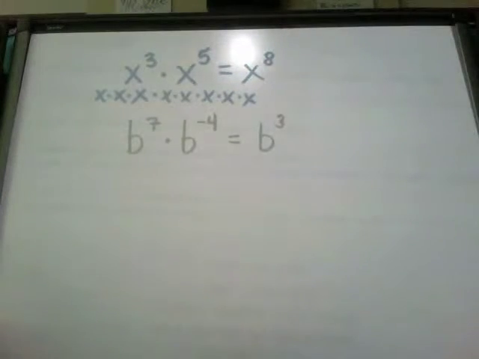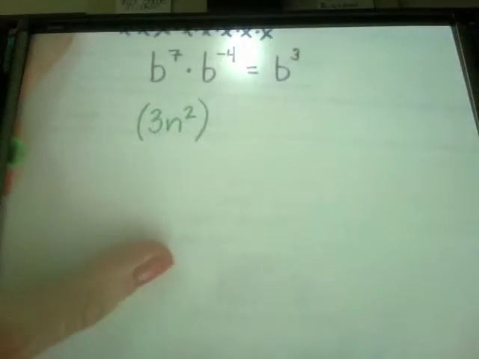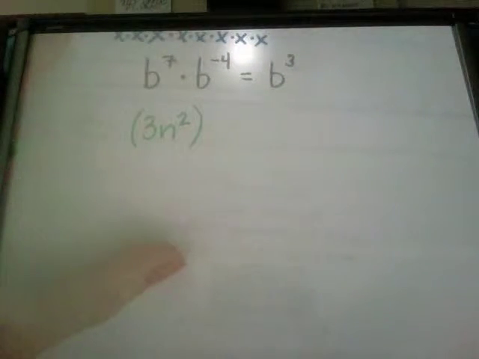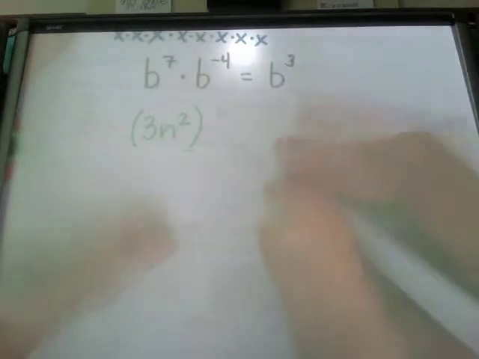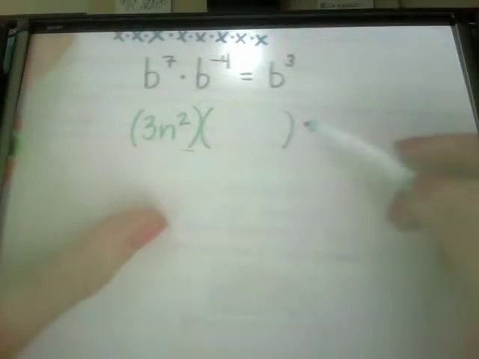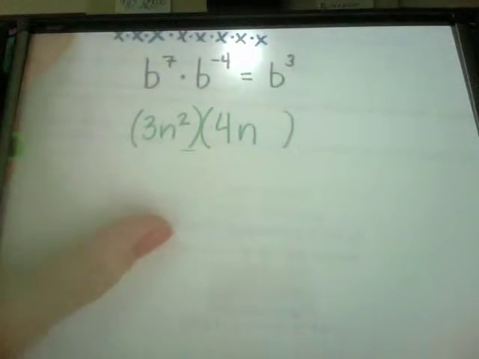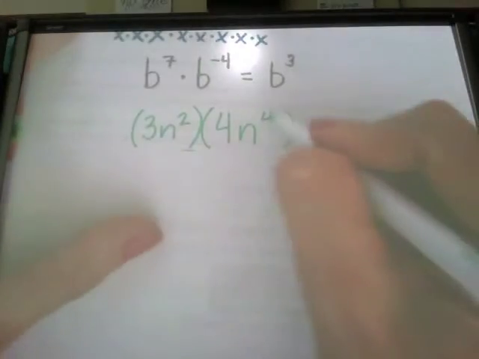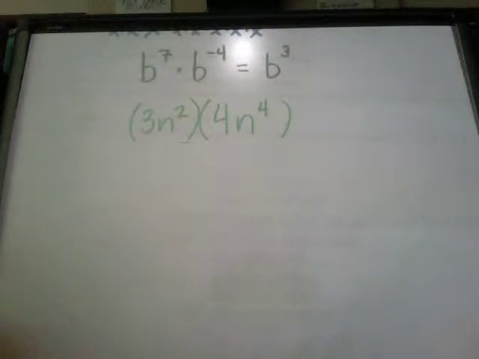Okay, let's do another one. Let's make it harder. Here's a monomial, 3n squared. That's one term. Right, it's all one. If it's a binomial or a trinomial, it's going to have pluses and minuses in between the terms. So this is a monomial, even though it has a little more going on, times another monomial. Sometimes your book will use parentheses to show the two monomials. Sometimes you'll just use the dot, but sometimes you'll see parentheses. Either way, today it's all the same.